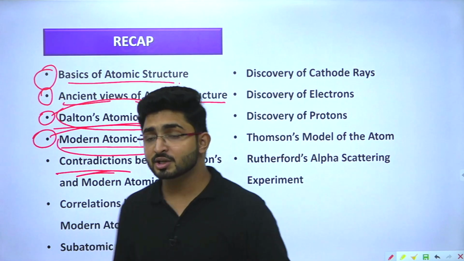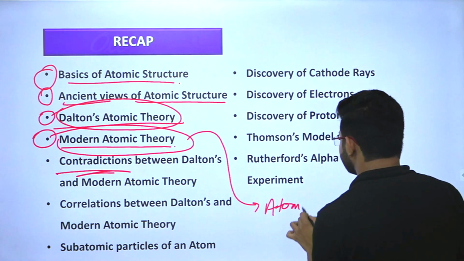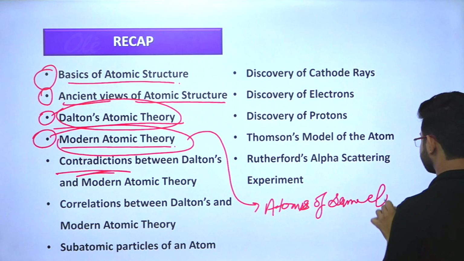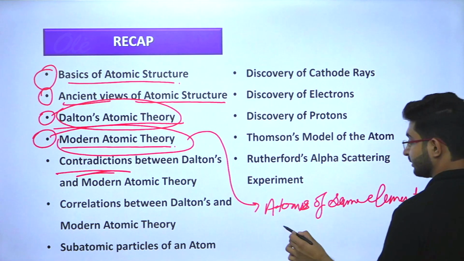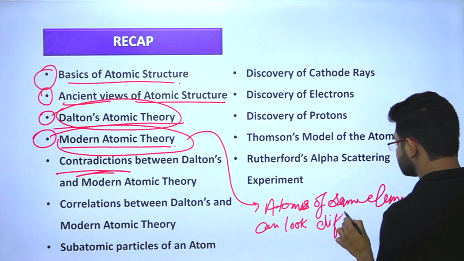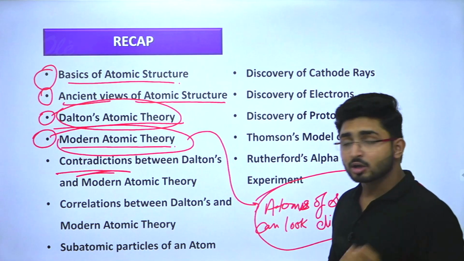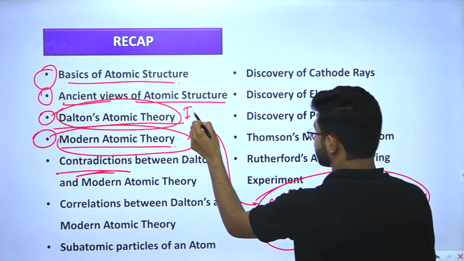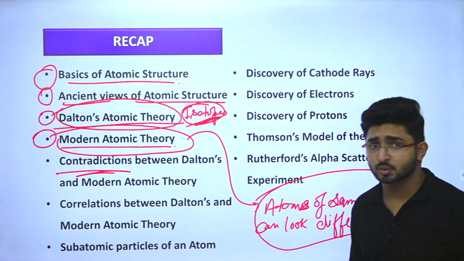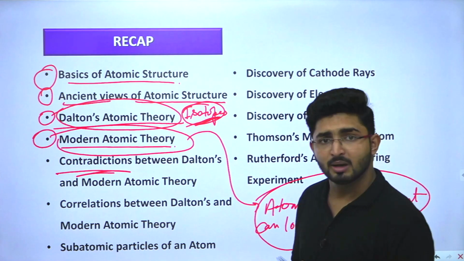The second contradiction we have studied was that atoms of same element can look different, in the case of isotopes, and we know very well that what are isotopes. Okay, there is no need to explain this because we have studied this in previous two sessions.